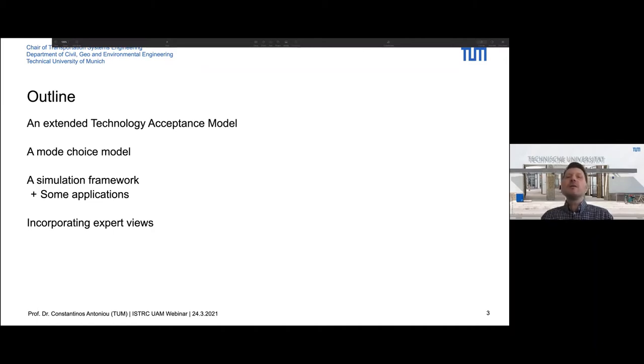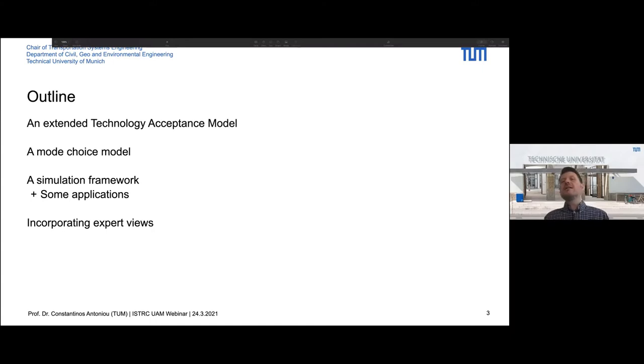The first thing will be to look at an extended technology acceptance model and see how the existing knowledge can be extended to accommodate urban air mobility. Then of course we are talking about a new mode, and before we understand how it will fit into the large transportation system and ecosystem, we have to understand how people are going to choose it.